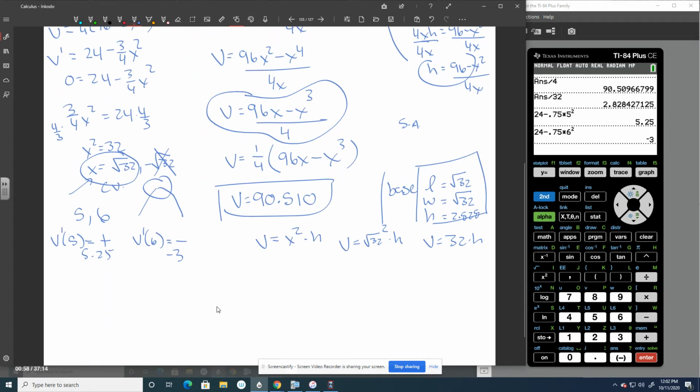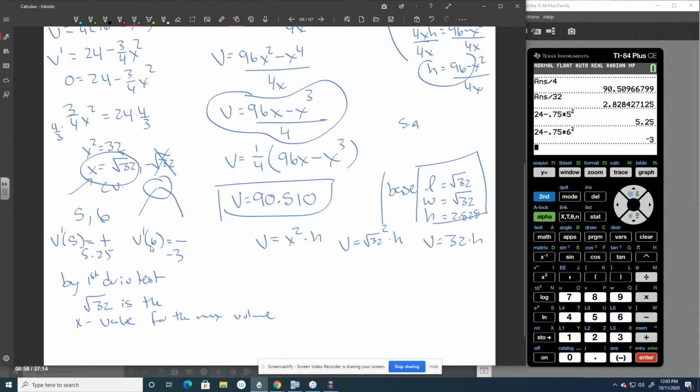So I would say by the first derivative test, root 32 is the value for the maximum. So it's not the maximum, it is the input. It's the x value for our maximum, right? So we know that this volume is actually a maximum volume because of that increase and decrease.